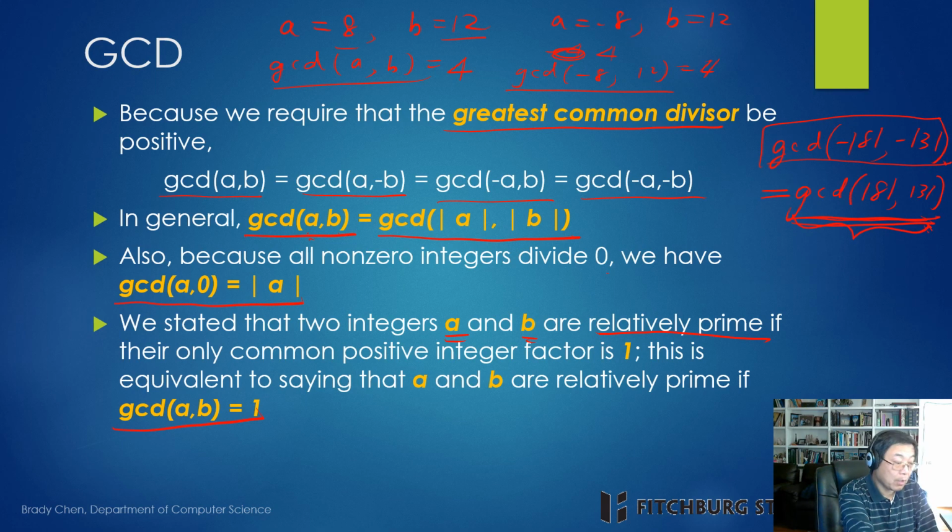So if I have two numbers and the greatest common divisor is 1, that means the only common divisor for these two numbers is 1. That means these two numbers are called relatively prime. Now, you should keep in mind that the concept of relatively prime is not the same as prime. Okay? Now, what is a prime?